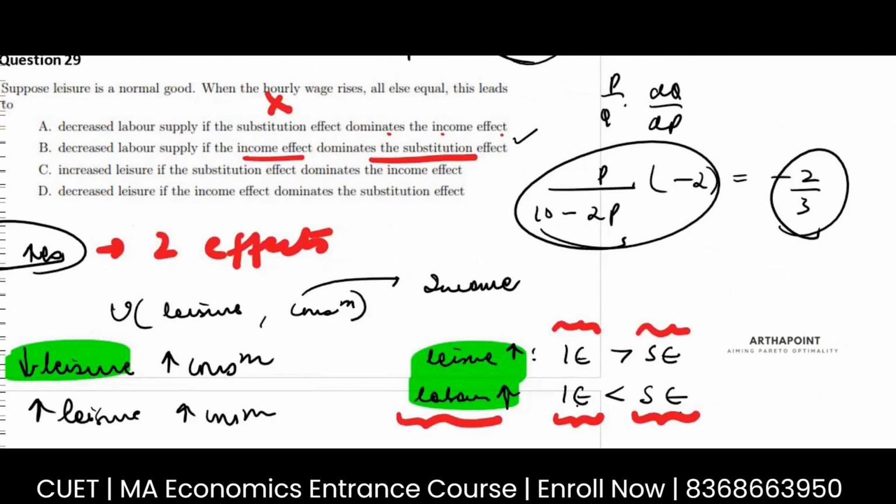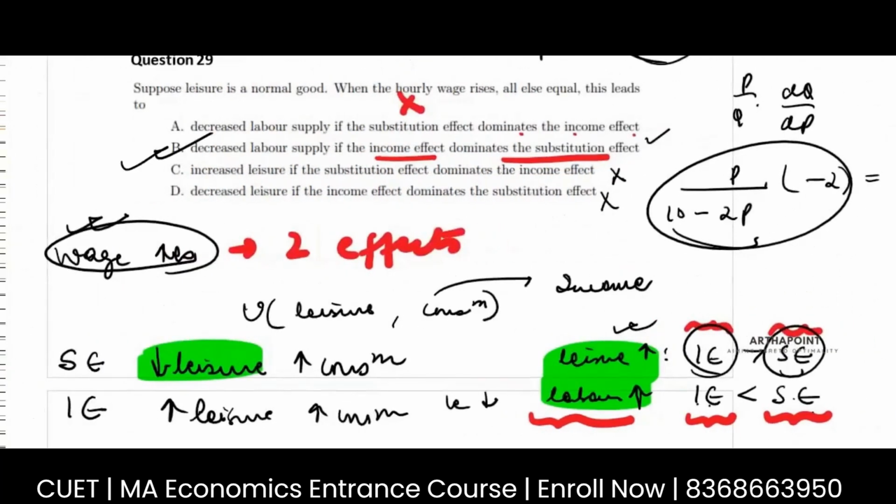Increased leisure if substitution effect dominates the income effect. So when substitution is more than income, leisure is decreasing. So this is incorrect. Decreased leisure if income effect dominates the substitution effect. When income effect is more than substitution, leisure is increasing. So this is incorrect. Right? So the answer is B. This is the basic substitution income effect.